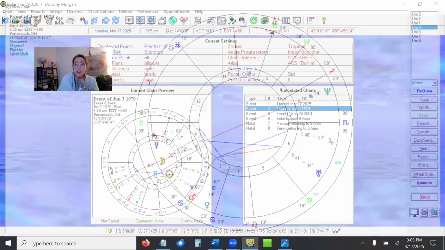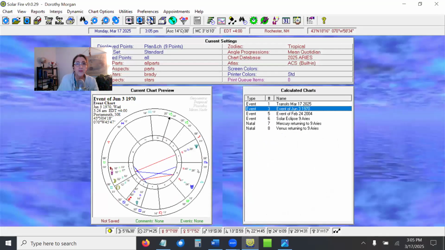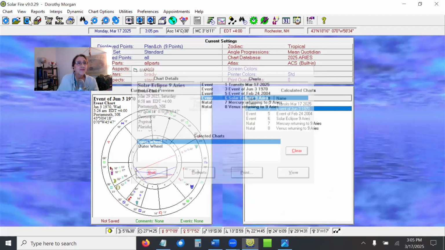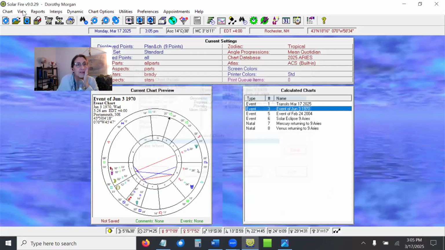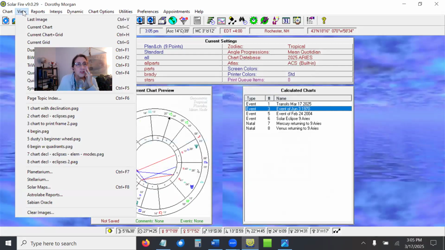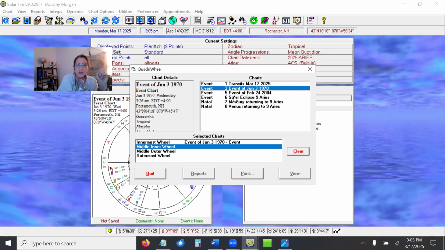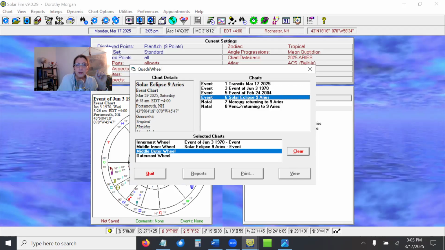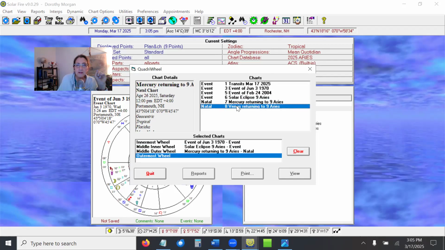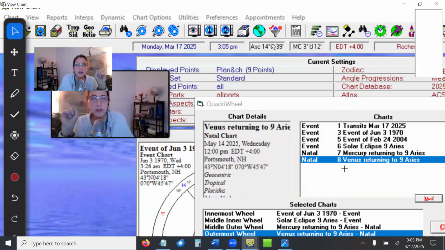So let me grab this chart and I will show you. No, I don't want this one. I want you to see a few charts. I'm going to throw all the charts up. Maybe this will be too much. I'll use a quad wheel. Here's that chart from June 3rd. And then we'll put the solar eclipse next, Mercury next, and Venus next when they return to 9 Aries.